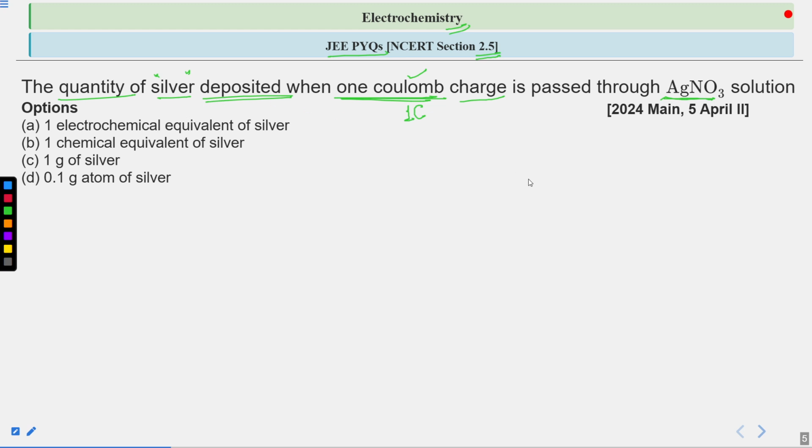This question was asked in the 2024 JEE Main examination, in the second session. The options provided are 1 electrochemical equivalent of silver, 1 chemical equivalent of silver, 1 gram of silver, or 0.1 gram atom of silver. You have to tell which option represents the correct quantity of silver deposited in this given condition. You have some time, try to solve it, then we will see which option is the correct answer.